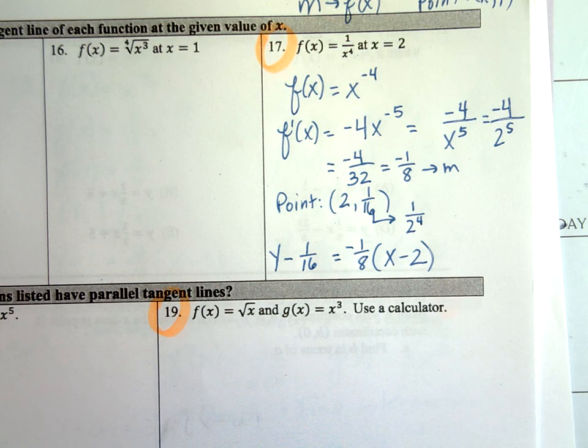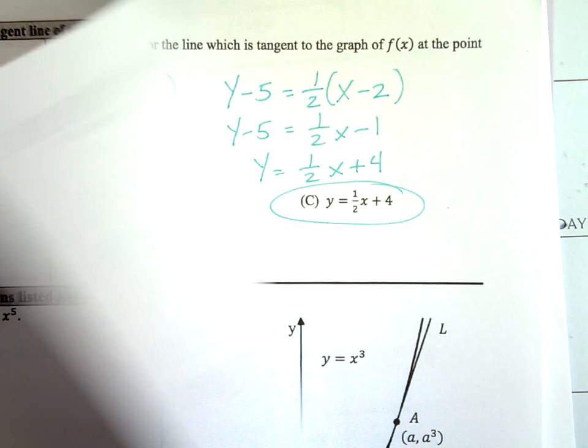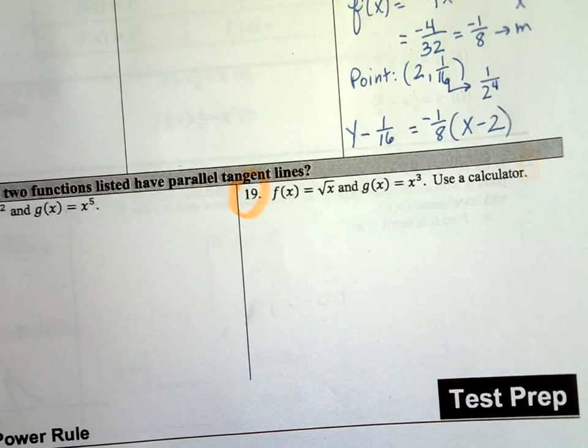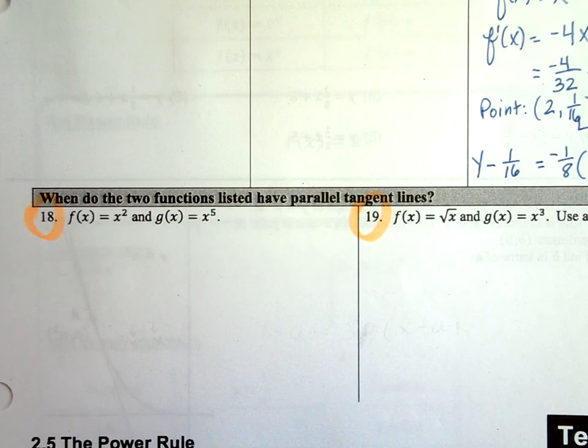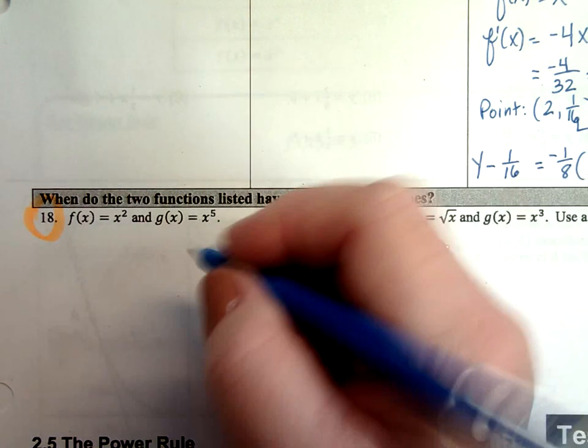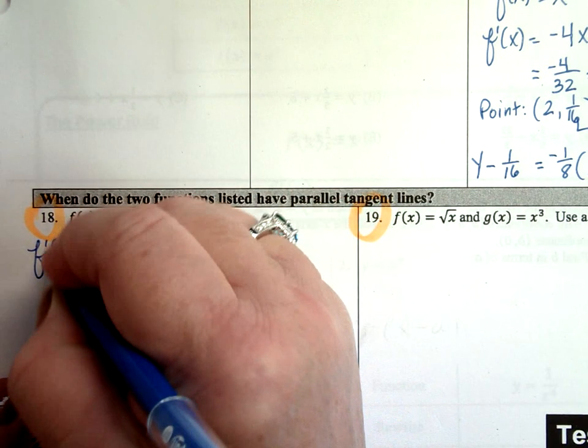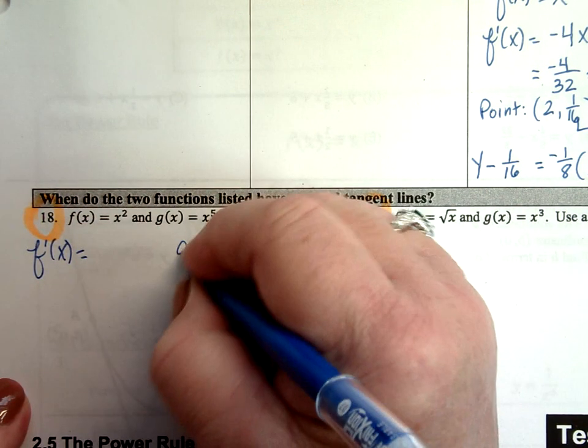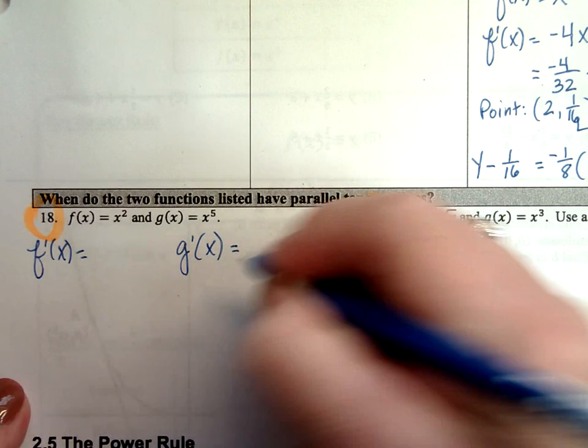All right. Changing it up one more time. We have number 18. When do the two functions listed have parallel tangent lines? Well, you saw that in one of the examples, that you need to figure out the slopes, and the slopes have to be equal to be parallel. So I want to know what's f prime of x, and I want to know what's g prime of x, and I'm going to check those out.